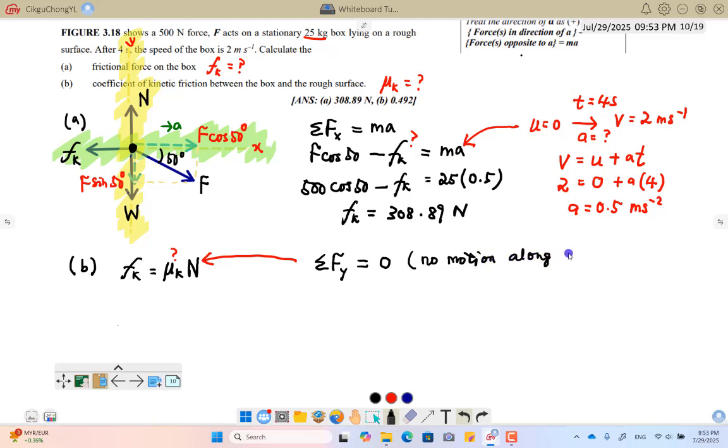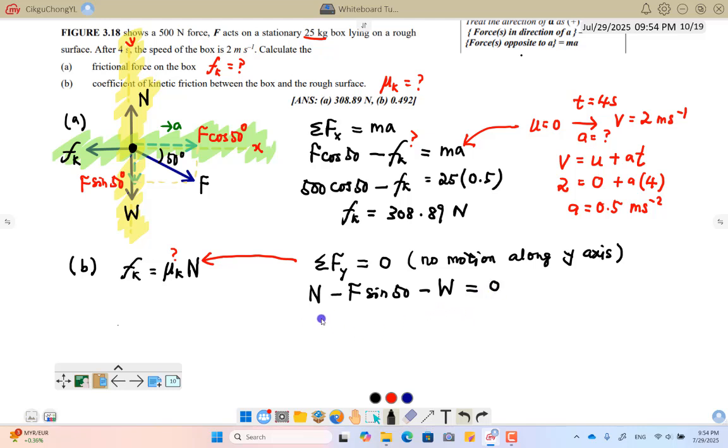along the y-axis. The box is only accelerating along the x-axis, okay? So it doesn't have any motion vertically along the y-axis, so the summation of force components in y equals 0. So referring to all the forces along component y, I have the normal force pointing upwards, so I have positive N. Then you will notice that along the y-axis, you have F sine 50 pointing downward and the weight of the box pointing downward. So we should have minus F sine 50 minus the weight of the box equal to 0.